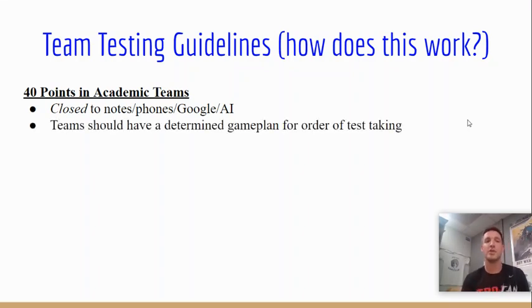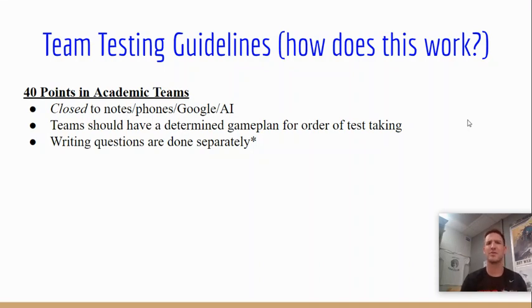Now, teams, you should have a determined order for how you're going to take the test: matching, multiple choice, writing. You are not allowed to have 2 kids on matching, 2 on multiple choice, 1 on writing. You should all be at the same section, and if it's multiple choice, the same question, at the same time with each other. Of course, if you get stuck on something, you can go back later in the test. We need to mark question 8, whatever. Writing questions are done separately.